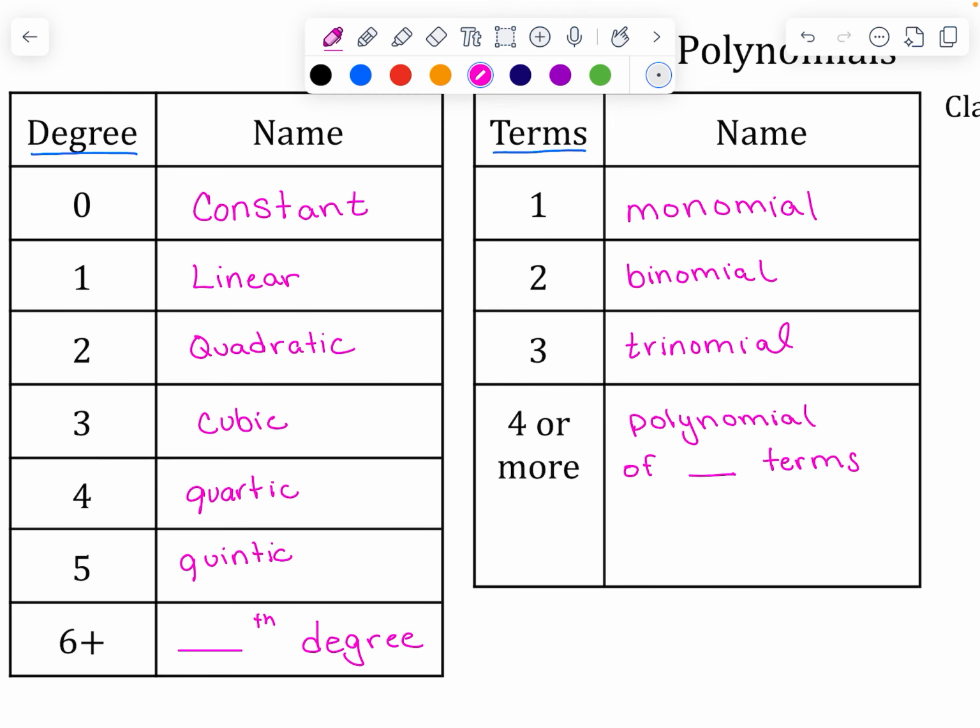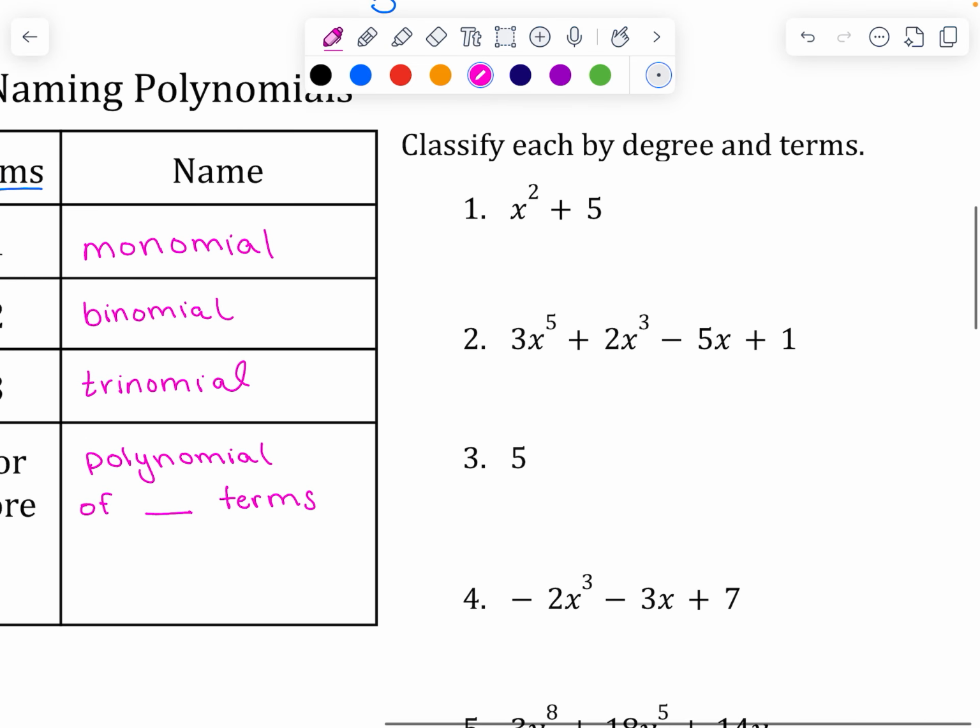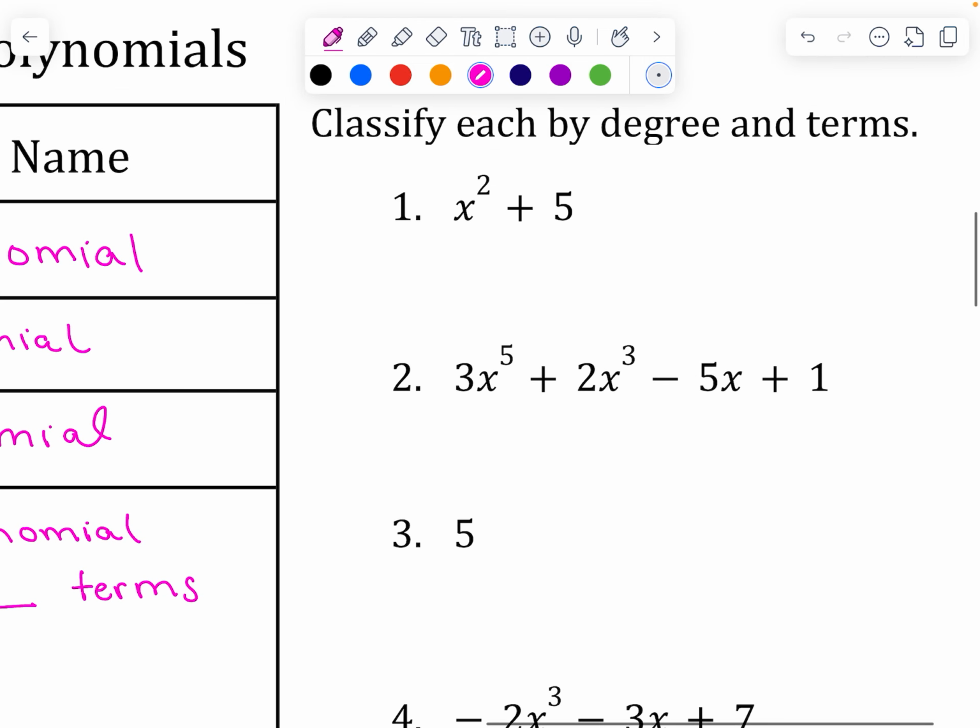So now all we're going to do is look at a couple examples and see if we can name it by degree and number of terms. So looking at this first one, my highest degree is 2, so I'm going to name this a quadratic. We have x squared as one term, plus separates our terms, 5. So we have 2 terms, so it's going to be a quadratic binomial.